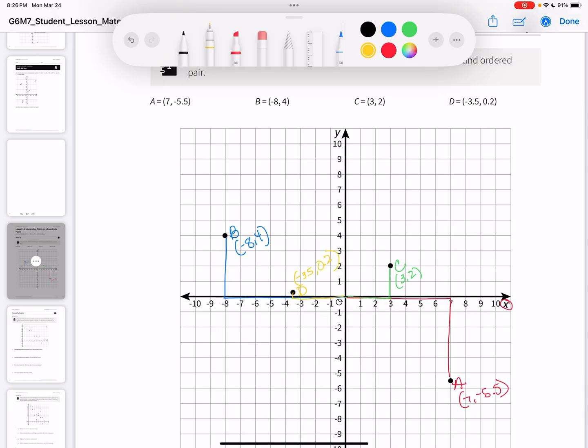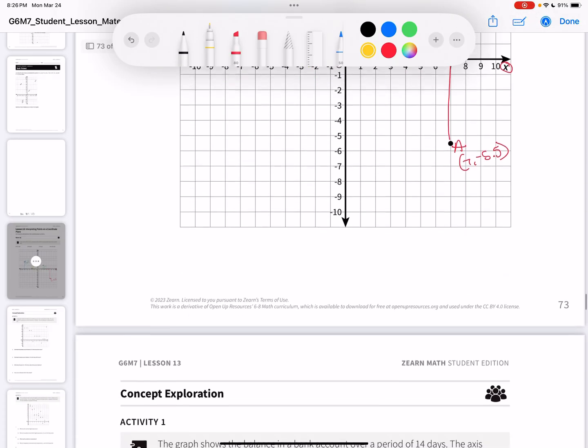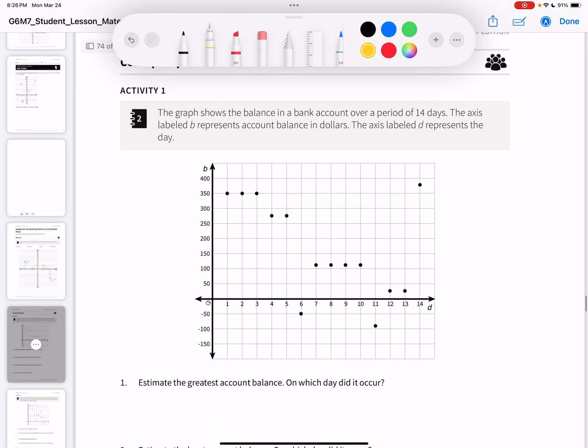All right, so that's our warm-up. Just making sure you know how to plot points on a coordinate graph. Activity 1, here we go.